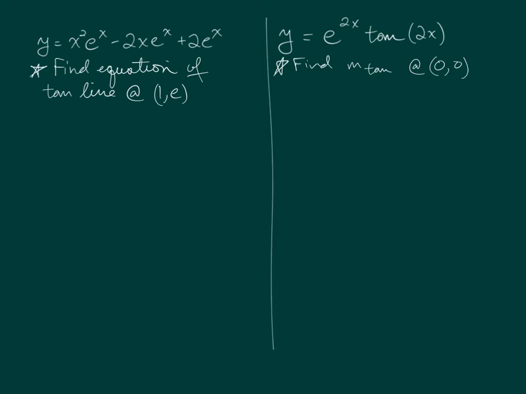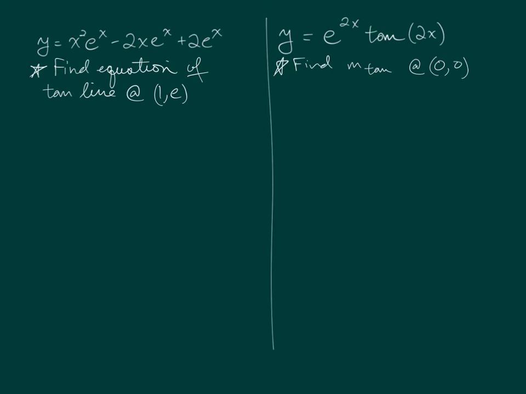So when you look at this, we have y equals x squared times e to the x power. So it looks like a product rule will be happening here, minus 2x times e to the x power. Another product rule will be happening here, plus 2e to the x power. This won't have a product rule. We'll just need to use exponential differentiation.